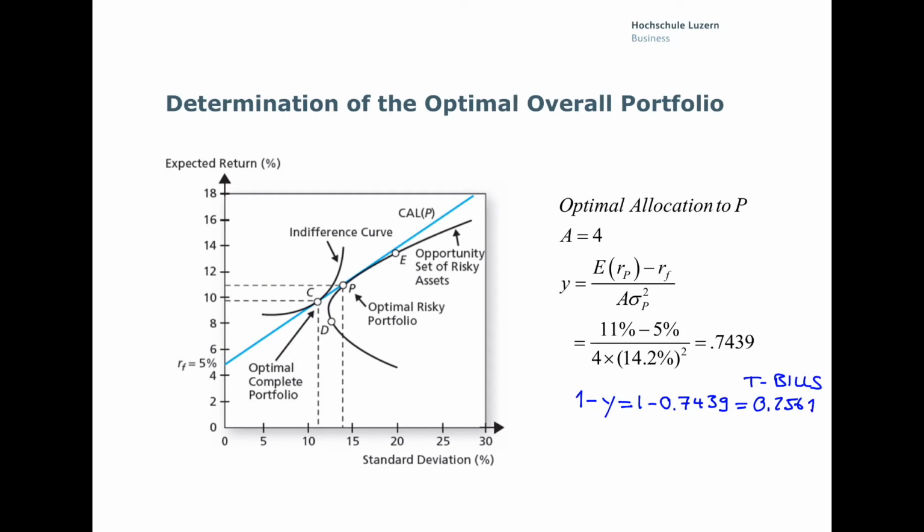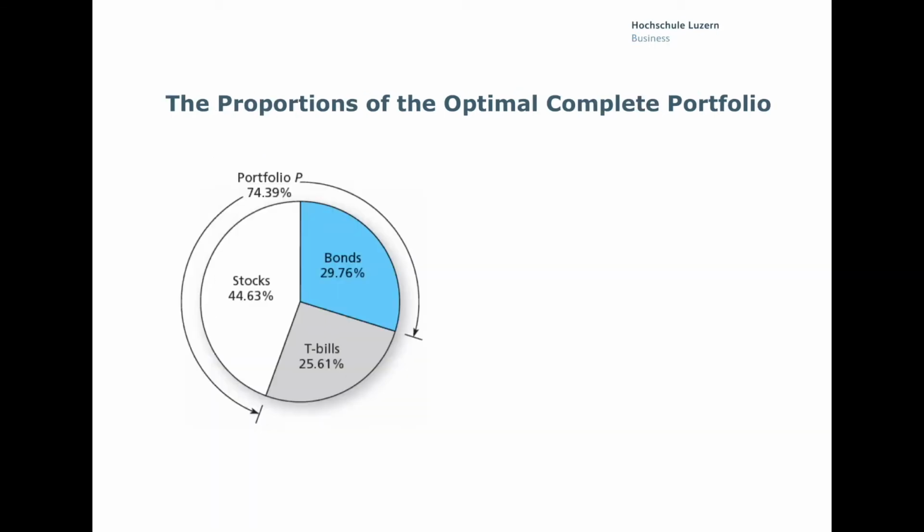So investors will invest 74.39% of his or her overall wealth in the risky portfolio P and 25.61% in T-bills. The proportions of the optimal complete portfolio. With the results computed on the previous slide, 74.39% invested in portfolio P and 25.61% invested in T-bills. The corresponding proportions of invested stocks and bonds can be calculated as follows.